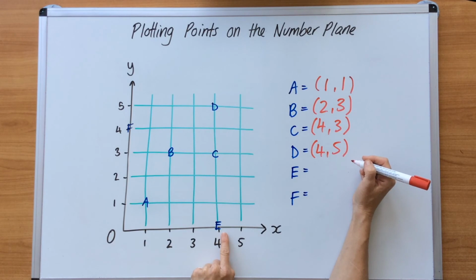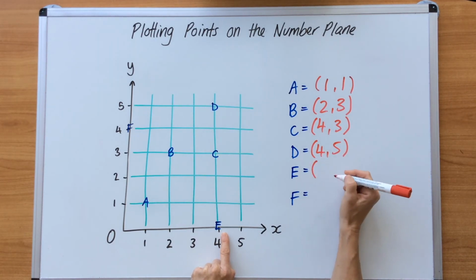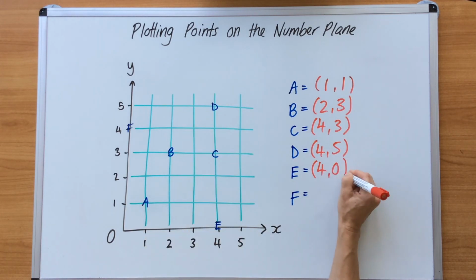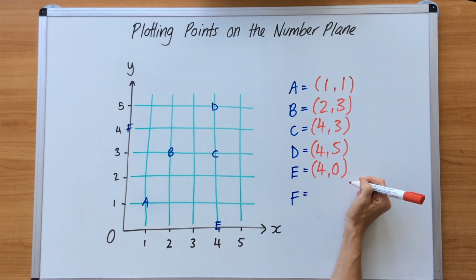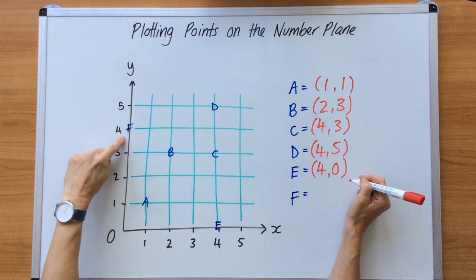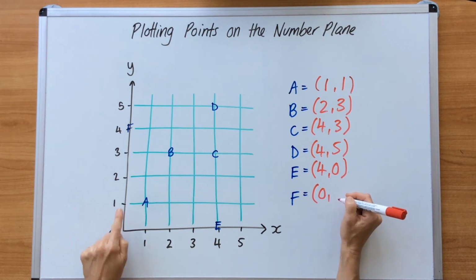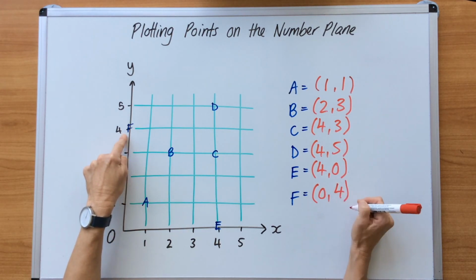E is on the x-axis. So we open the bracket, we go across to 4, comma, and because we don't go up, we leave it at 0 and we close the bracket. And the last one is F. Open the bracket. We don't go across the x-axis, we stay at 0, put a comma, and we climb up to 4 and we close the bracket.